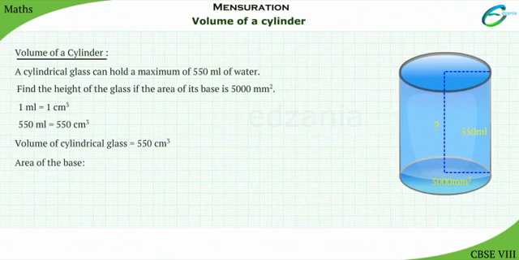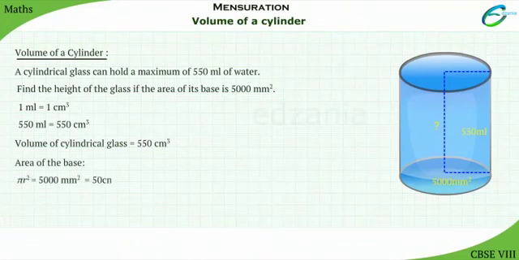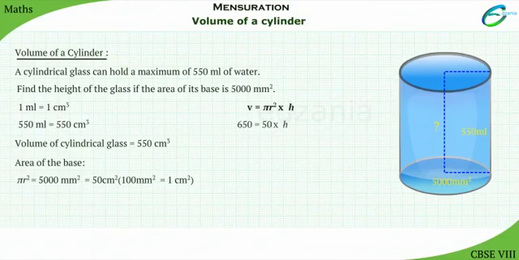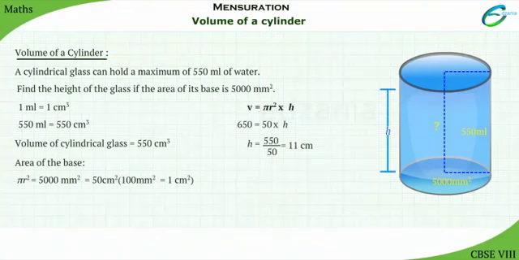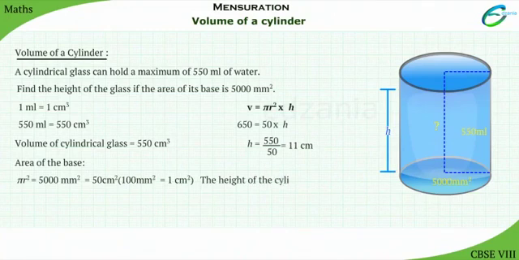The area of the base is 5,000 square millimeters. So first convert it into square centimeters. Then we apply the formula to find the height of the cylindrical glass. The height of the cylindrical glass is 11 centimeters. Let us move on to the next problem.